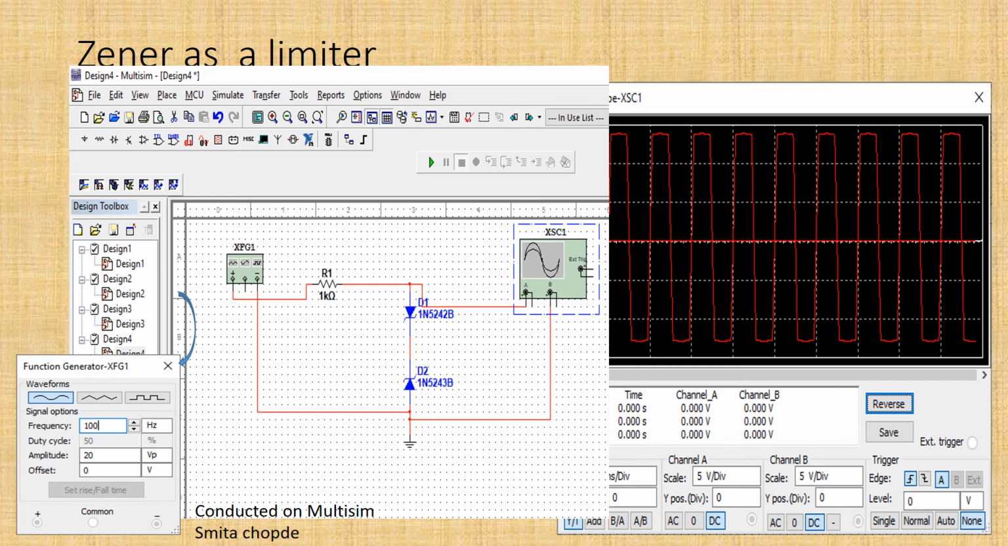We will get a continuous time signal with a scale of 5 volts per division. So that completes the application of your Zener. Basics of Zener you have already seen in the previous discussion.